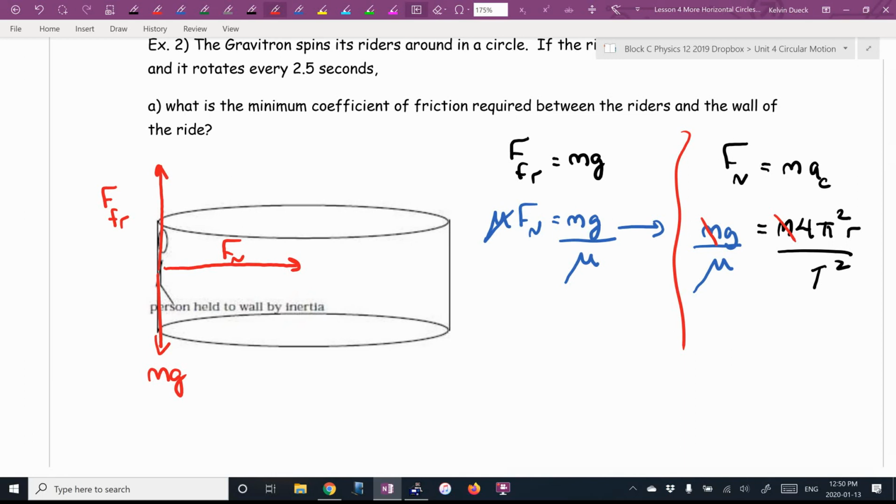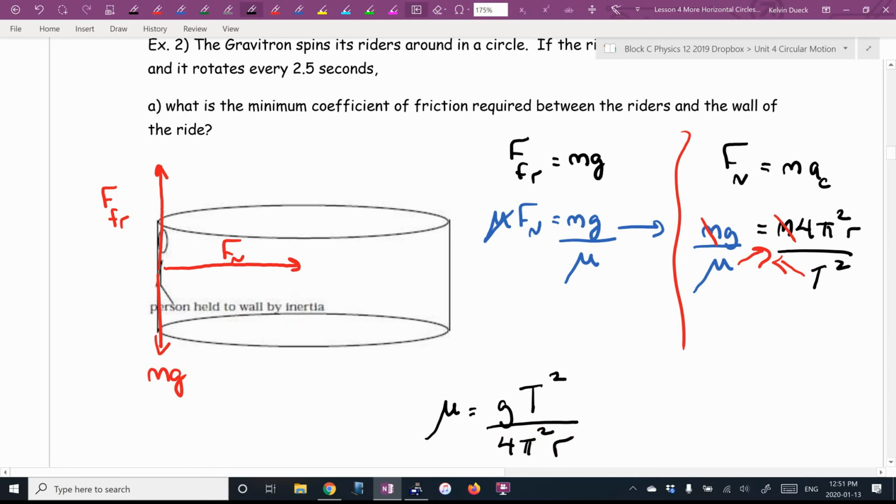Where is the mu right now? On the... Oh, wait. I think I'm going to multiply the period squared to the top, and divide the 4 pi squared r down. I think I'm going to get this. I think I'm going to get mu equals, is it g t squared over 4 pi squared r?